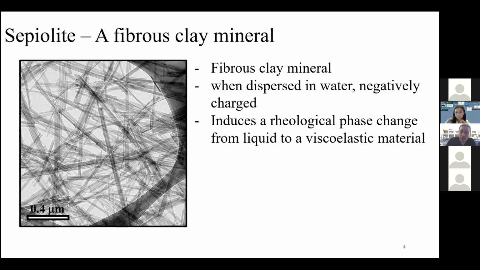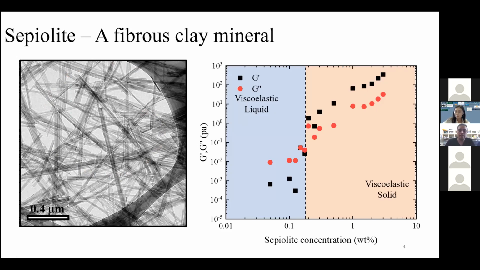We can actually measure how solid-like or liquid-like the material is by doing rheology experiments. Here you have the G prime and the G double prime. The G prime is the elastic modulus, and the G double prime is the viscous modulus, as a function of the Sepiolite concentration in water. We can see that at very low concentrations, we have the G double prime on top of the G prime, meaning the material behaves as a viscoelastic liquid. And upon a certain concentration, we have an inversion of this behavior in which the G prime is on top of the G double prime, and we obtain a viscoelastic solid.